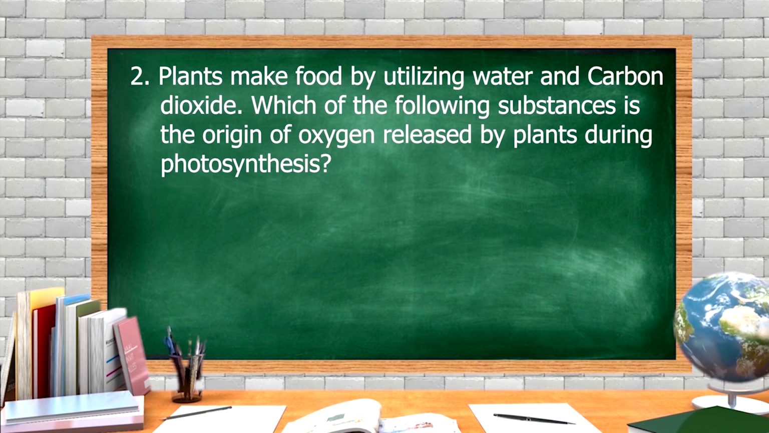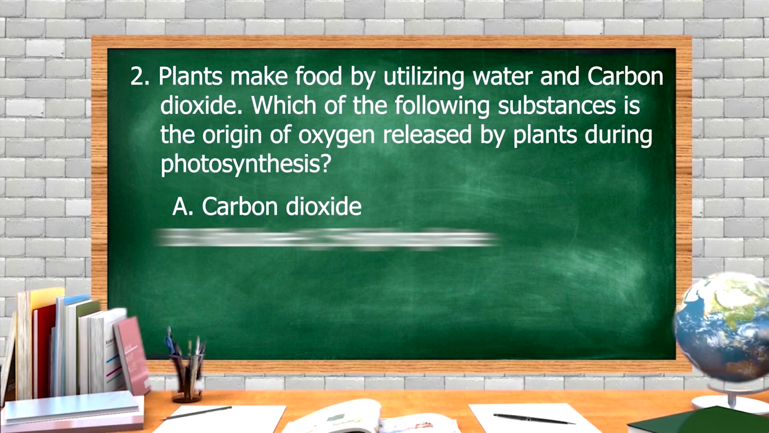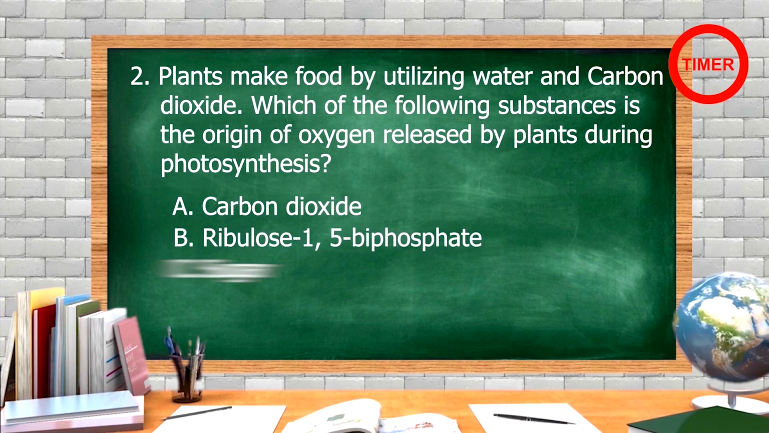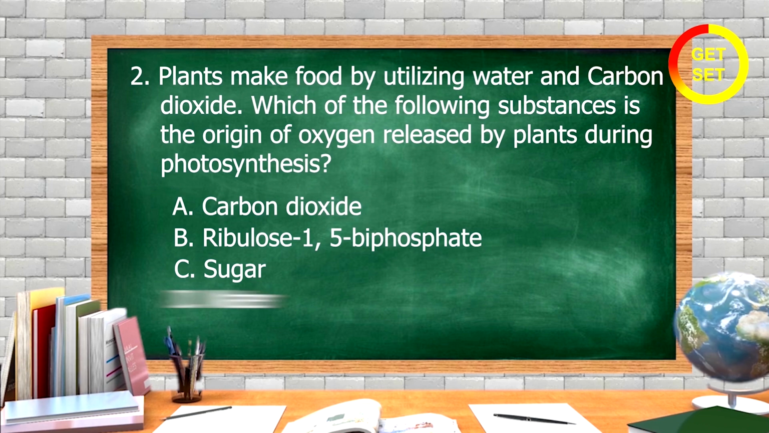Question 2. Plants make food by utilizing water and carbon dioxide. Which of the following substances is the origin of oxygen released by the plants during photosynthesis? A. Carbon dioxide. B. Ribulose 1,5-biphosphate. C. Sugar. D. Water.